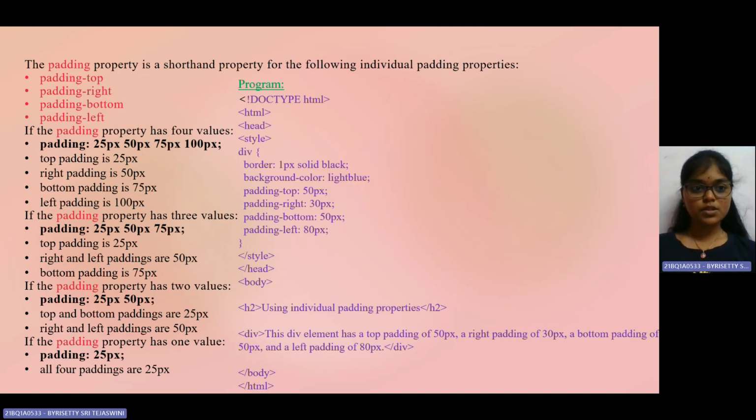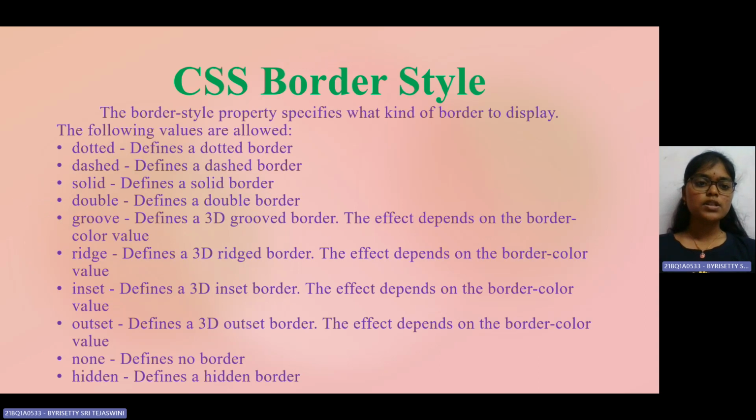So now let us see the CSS border style. CSS border style specifies what kind of border to display. What kind of border? We know that in borders we have different kinds, right? Like dotted, dashed, double, solid, inset, outset, none, hidden, etc.